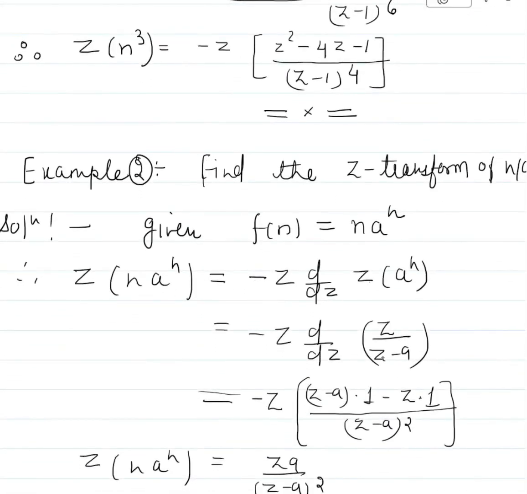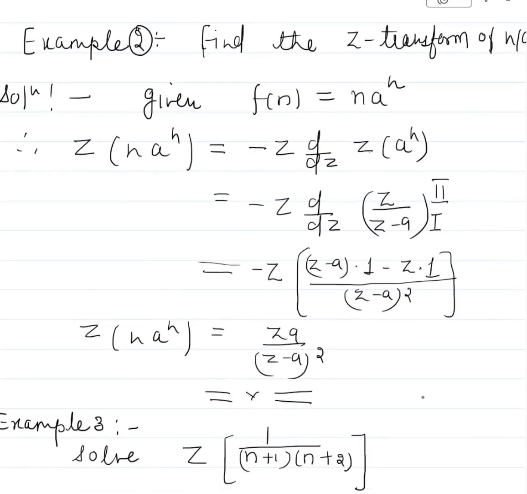So substitute here the value, again using the numerator denominator formula, first and second, differentiating this. The first function differentiation of this is 1 minus second into differentiation of this is 1 upon z minus a the square. So we'll get here after solving za upon z minus a the square. So in this way we can find the z transform of the function a^n when it is multiplied by n.